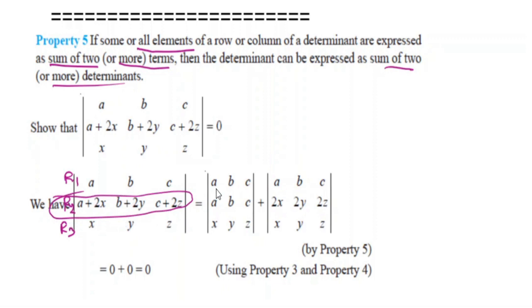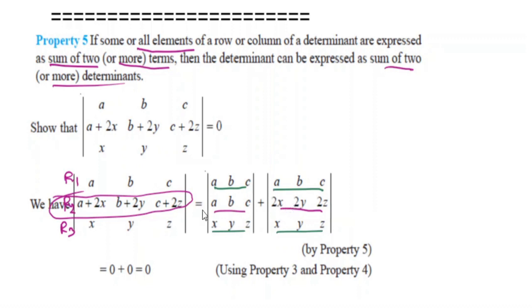So 2x, 2y, 2z, but keeping all the remaining elements. I have kept ABC, ABC. I have not disturbed the XYZ, XYZ. So we have done only these things. We have separated into two determinants of equal elements except these two. So this is the composition of determinant 1 and determinant 2.